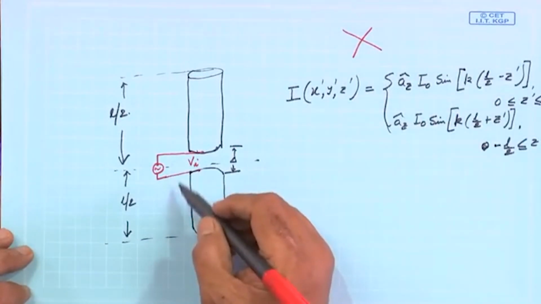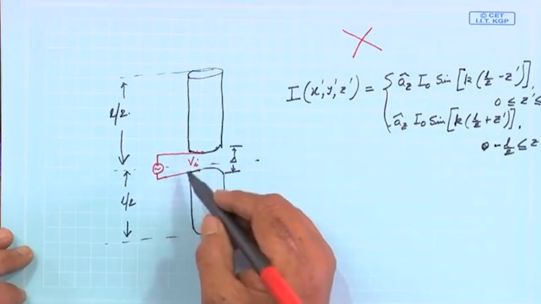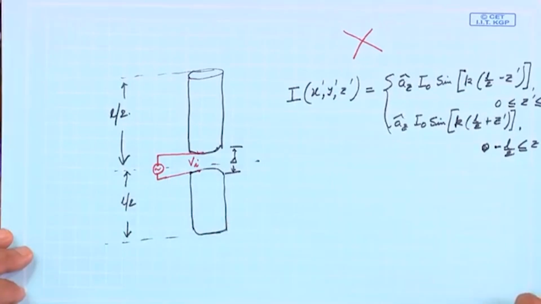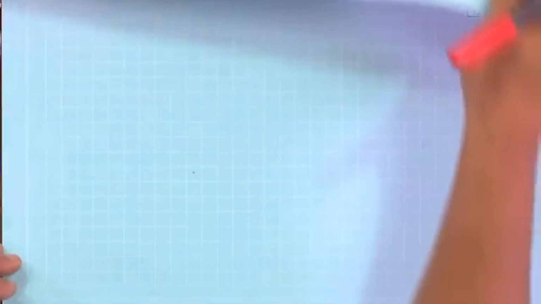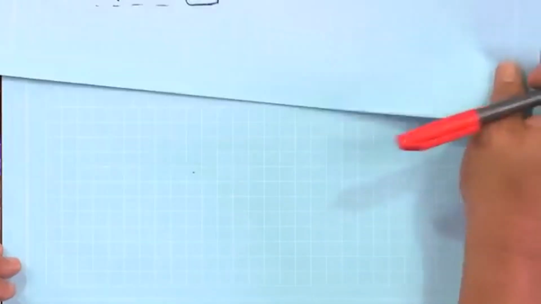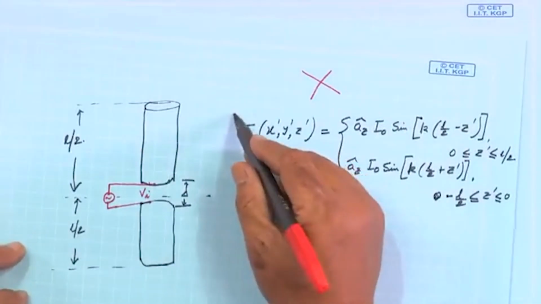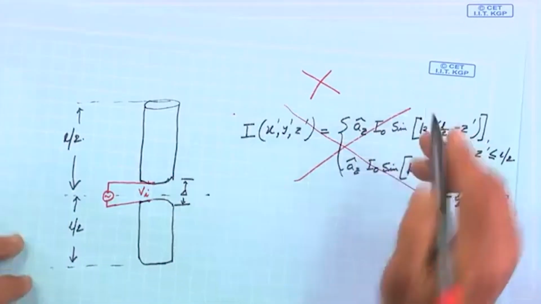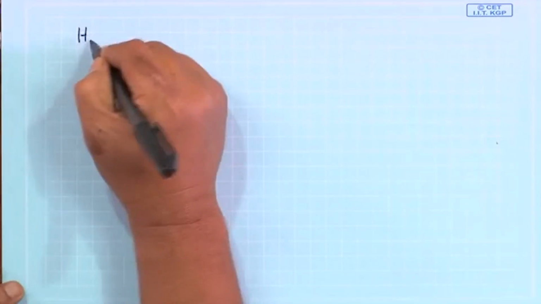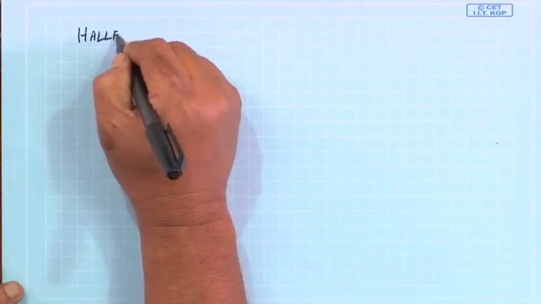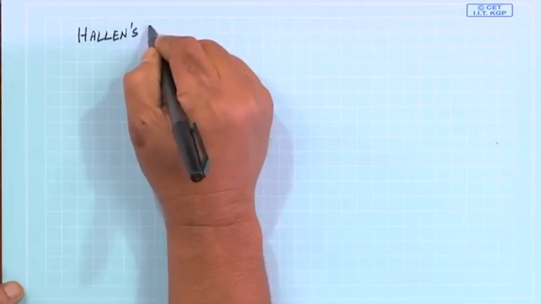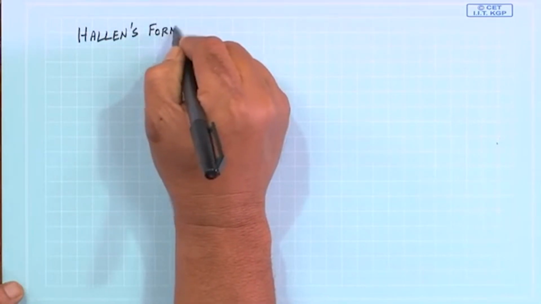The first one, the scientist Hallen, first found this out. That is why this formulation of the analysis is called Hallen's formulation, which we will see. So, this is not our assumed current distribution. We now say that we do not know what the current is, so we will determine the current. We will write Hallen's formulation. It is a very well known technique, very much used.